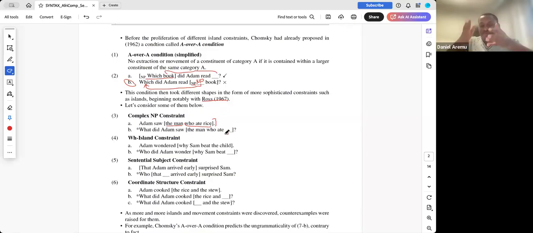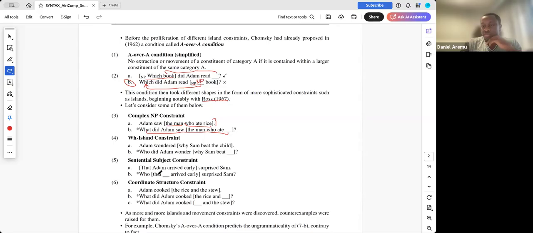Just think of a physical island: there is an island and then ocean or river around it where you cannot move out. That is the intuition behind this. When you are on an island, you cannot move out of it; if you do, the person is in trouble. That's the same thing happening here. When we make rice a WH phrase and try to move it to the sentence initial position, what did Adam saw the man who ate? It's bad.